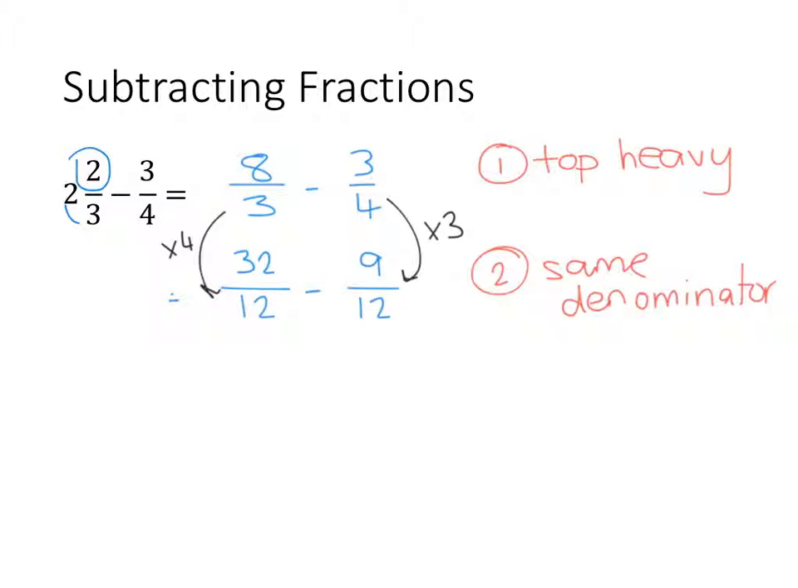For 8 over 3, I've got to times the 3 by 4 to get to 12, so I must do the same to the 8 on the top, remembering that we always do the same with top and bottom. And to get the 4 up to the 12, we've got to times by 3, so I'm also going to times the top by 3, giving me 9 over 12. When I then do my subtraction, I'm going to get 23 over 12, and once again I've got a top-heavy fraction here, so I'm going to want to turn that into a mixed number, 1 and 11 over 12.